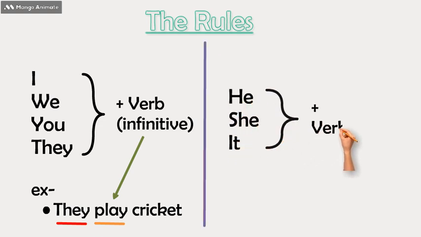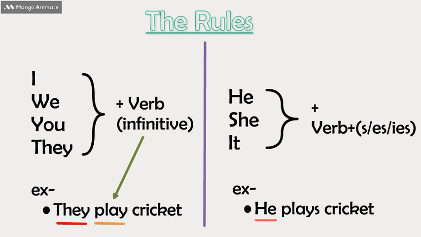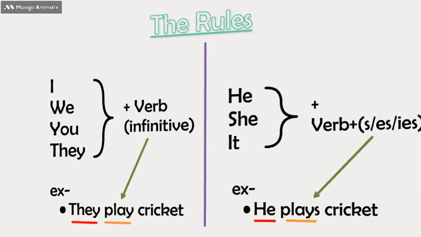Then for the pronouns he, she, it, we have to use the verb plural form. It can be verb plus s or es or ies. Here the example is he plays cricket. Here we are using he as a pronoun, play as a verb. In order to make this sentence a present simple sentence, we need to use the verb plural form with the pronoun he. So we change the verb play to the plural form plays. So the sentence is he plays cricket. Okay, let's see some more explanations.